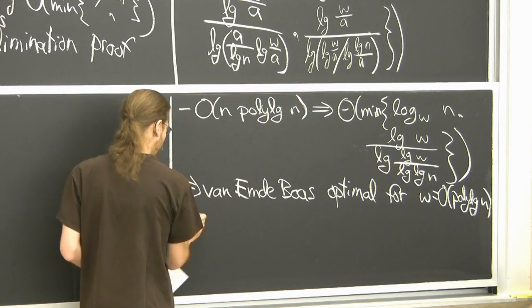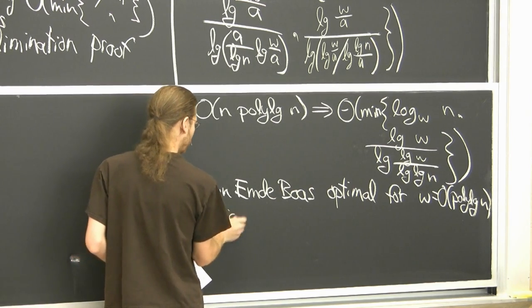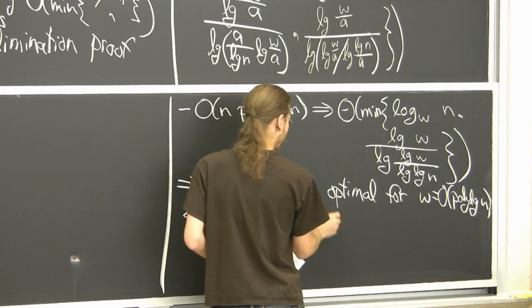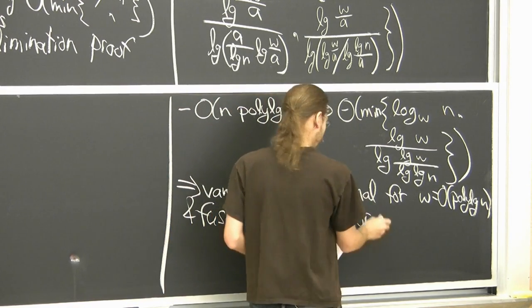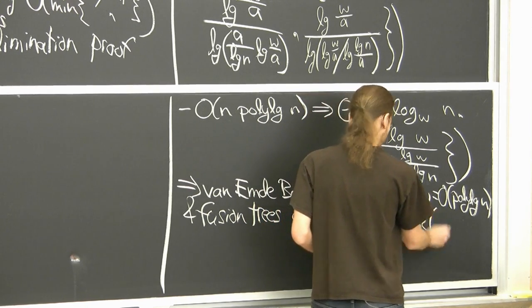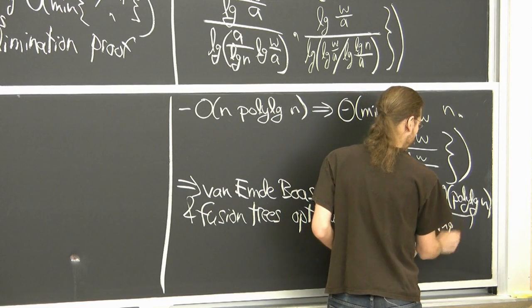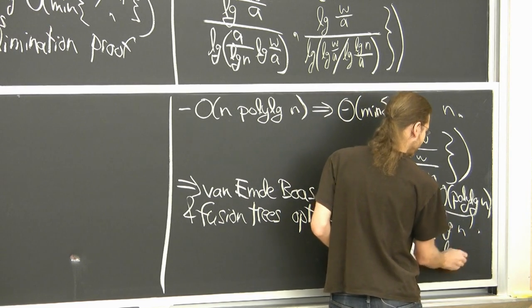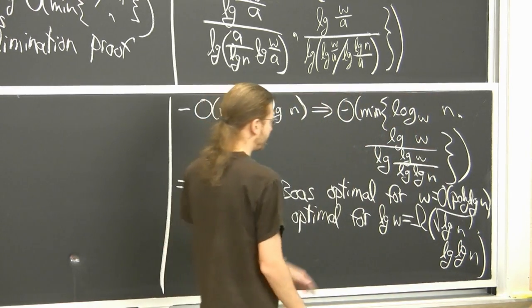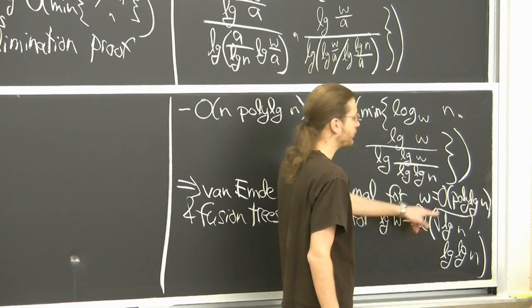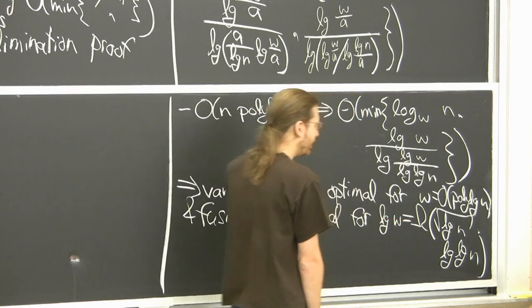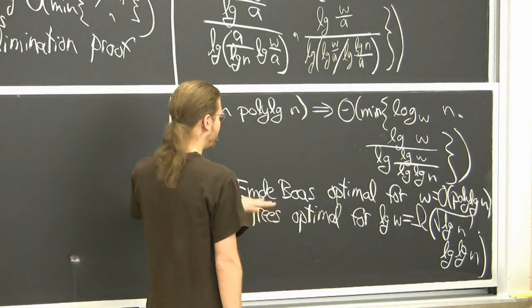So that's one thing. Fusion trees are optimal for log w order square root log n times log n. Okay, so this is saying w is at least 2 to the root log n, or actually log n to the root log n. You want to include that term. So that's a fairly large w. So for large w, fusion trees are optimal.